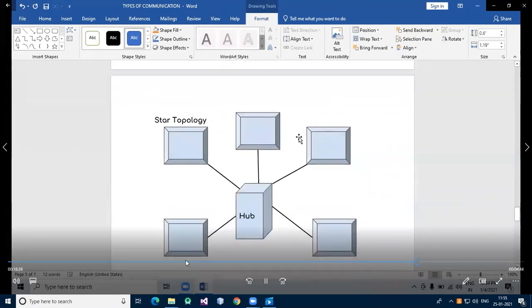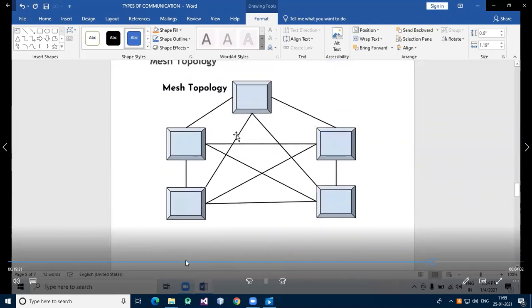Then star topology. This is the diagram. In star topology, each device in the network is connected to a central device, called the hub. Unlike mesh topology, star topology does not allow direct communication between devices. A device must communicate through the hub. If this device wants to communicate with that device, it has to go through the hub. They do not communicate directly like in mesh topology, right?